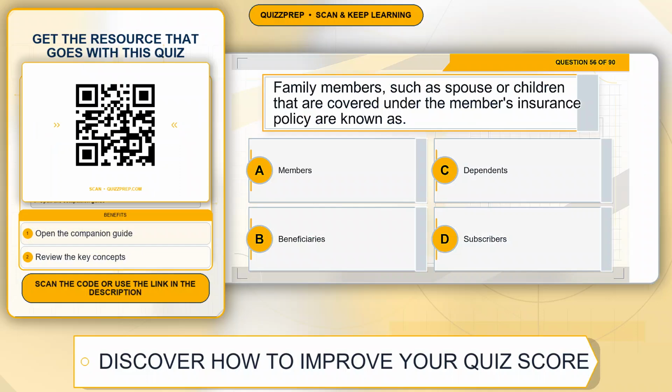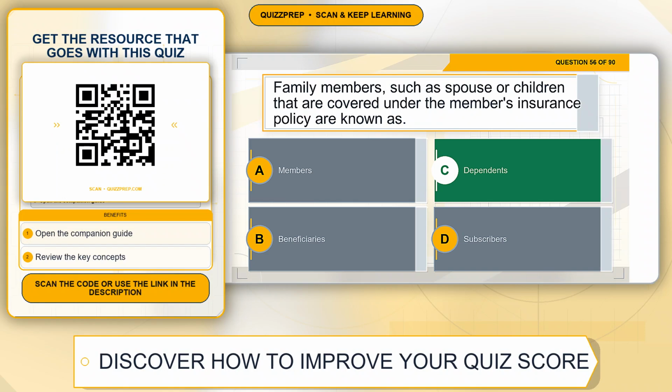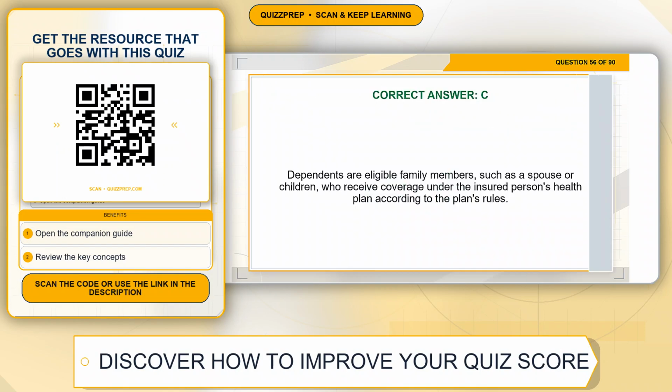Question 56. Family members, such as spouse or children that are covered under the member's insurance policy are known as: Option A, members. Option B, beneficiaries. Option C, dependents. Option D, subscribers. The correct answer is option C, dependents. Explanation. Dependents are eligible family members, such as a spouse or children, who receive coverage under the insured person's health plan according to the plan's rules.